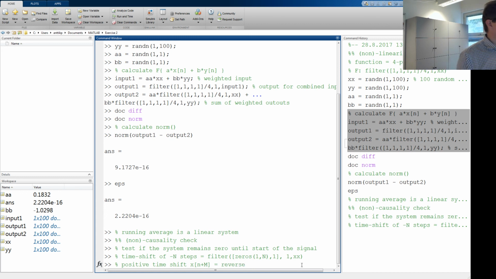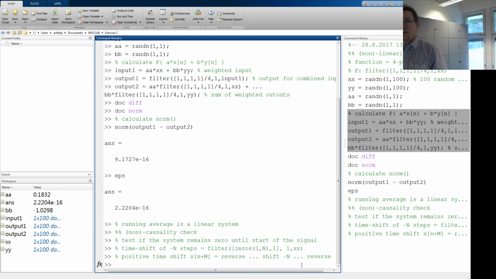I don't remember the name of the function. It might be reverse, but we can take a look at reverse, shift minus n, and then again reverse. That's the easiest way of doing a positive time shift. You might actually need that one also in the calculations. But anyway, since we already have that x, that's just fine. That starts somewhere. But let's see.